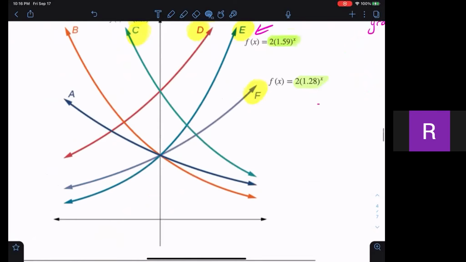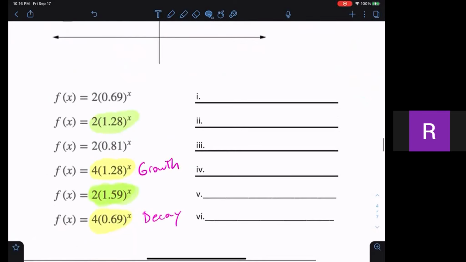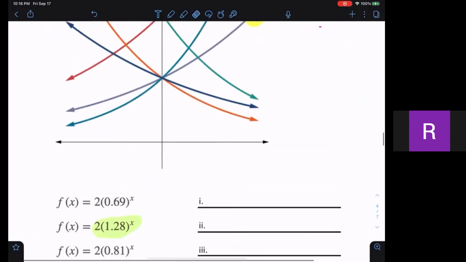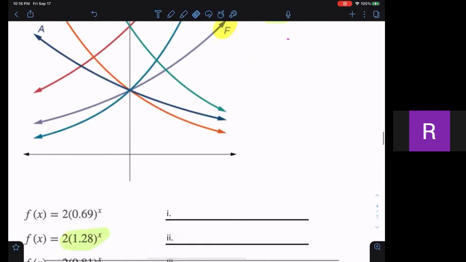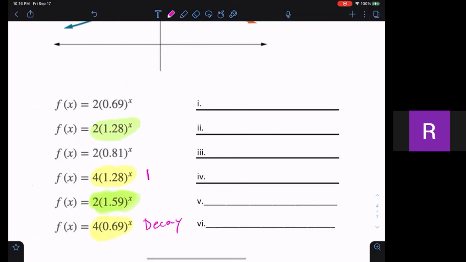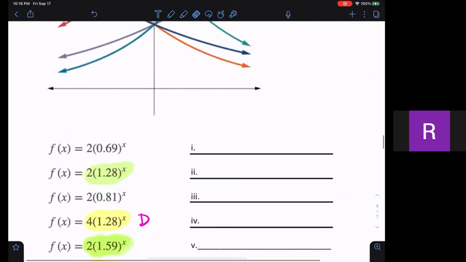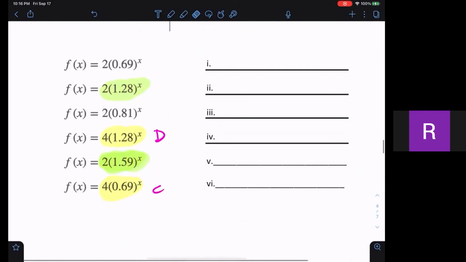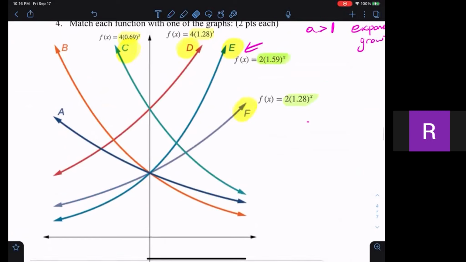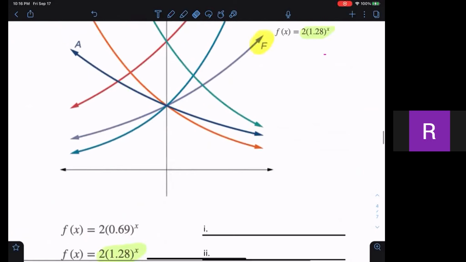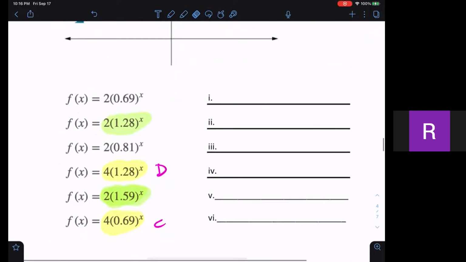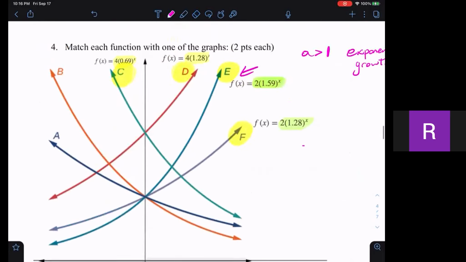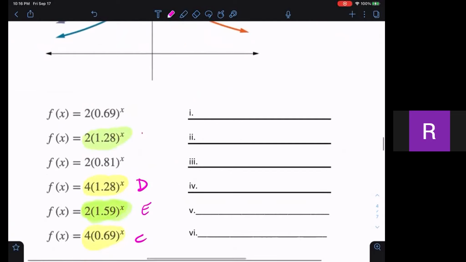Oh, I forgot to put that, right? So the growth was, let me erase this. This one was D, and this one was C, right? This is C, yeah, C. Okay, so that's the strategy so far. And then this one is E, the 1.59, that's E. And then the other one is F, the 1.28, okay?